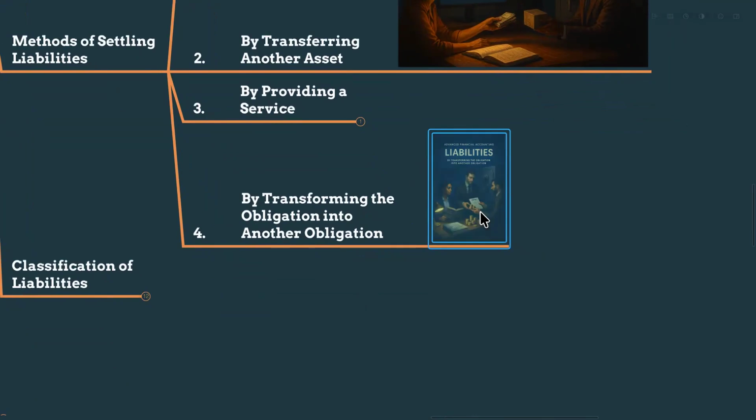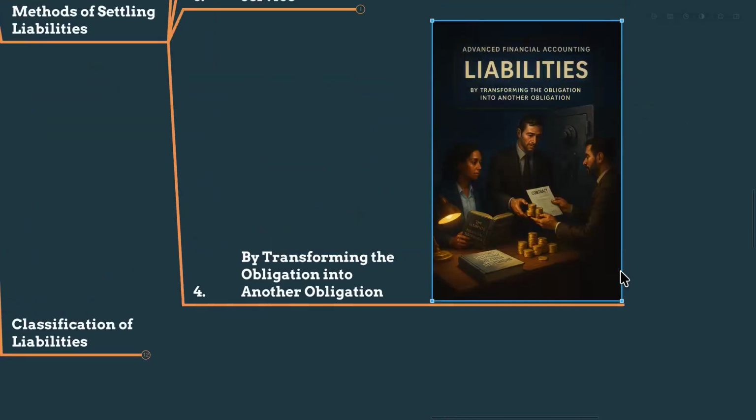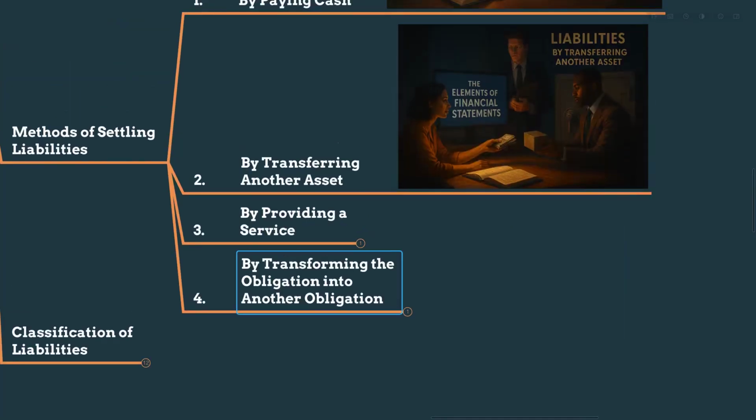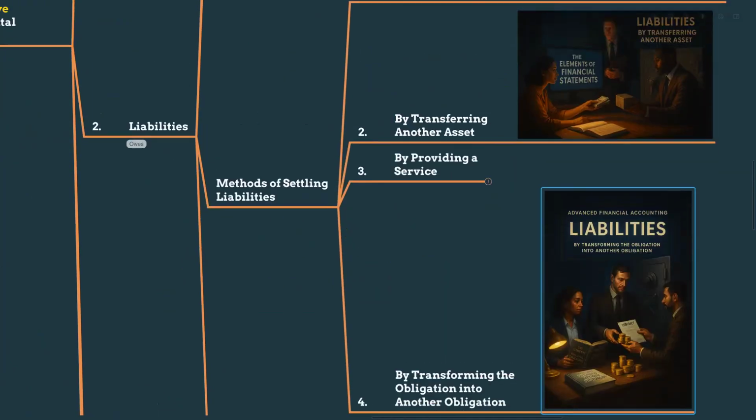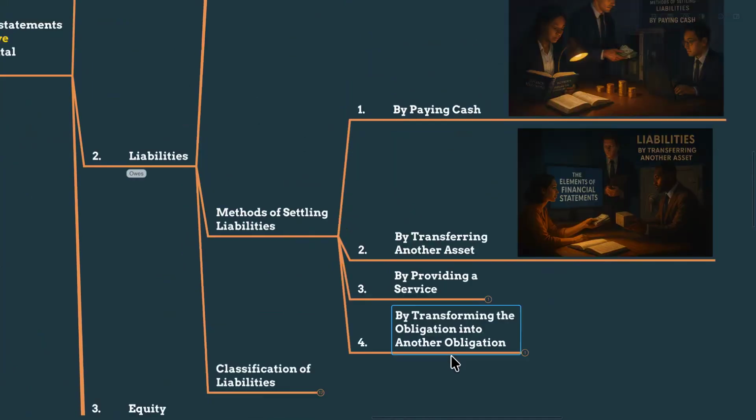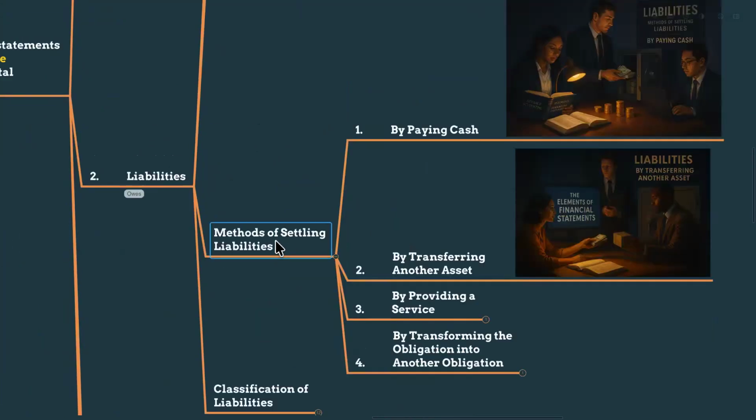And let's talk about transforming the obligation into another obligation. It means you are creating one liability to settle another liability, right? Converting one debt into another. Let's say you have a short term bank overdraft, right? Now what you are doing is converting this bank overdraft into a long term loan. So one liability becomes another, right? Let's say you have to give some money to one person, you are getting a loan from another person and you are settling the first person. So that is the method, by transforming the obligation into another obligation. So my dears, these are the ways you can actually settle your liabilities.